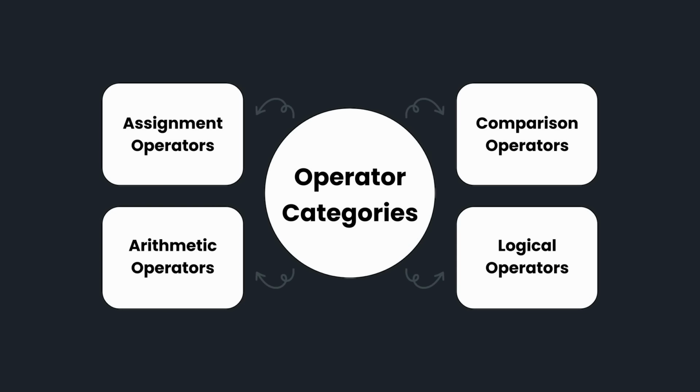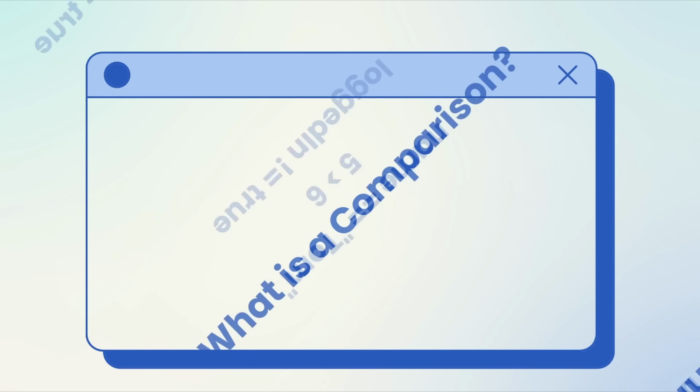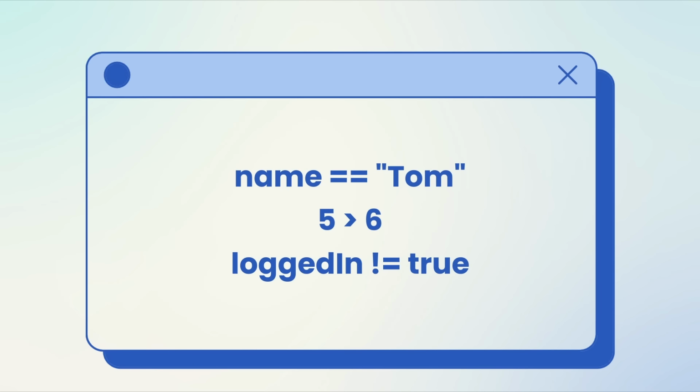Now let's move on to comparison operators. What is a comparison operator? Comparison operators allow us to compare two values. Think of them as making a statement or asking a question. For example, you might say, is the username equal to Tom? Or is 5 greater than 6?